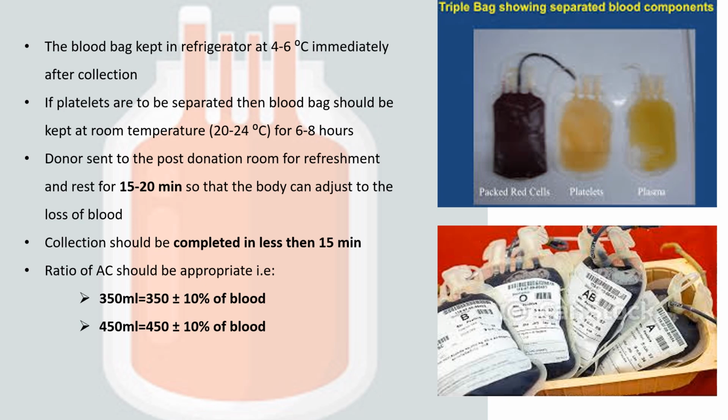Collection should be completed in less than 15 minutes and the ratio of anticoagulant should be appropriate. So if we are collecting 350 ml, then the blood volume should be 350 plus or minus 10%, and for 450, the blood volume should be 450 plus or minus 10%.